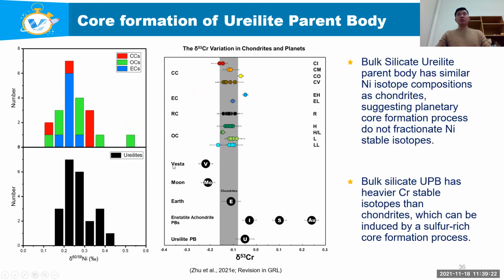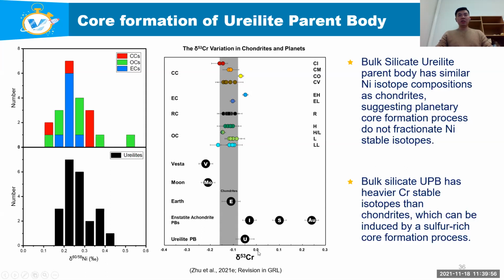And here is some nickel isotope data. For the left figure, we can see that the nickel stable isotope composition for Ureilites overlaps with all the chondrites. The red bars are carbonaceous chondrites, green bars are ordinary chondrites, and the blue bars are enstatite chondrites. And their similar nickel isotope composition suggests the planetary core formation process does not fractionate nickel stable isotopes.